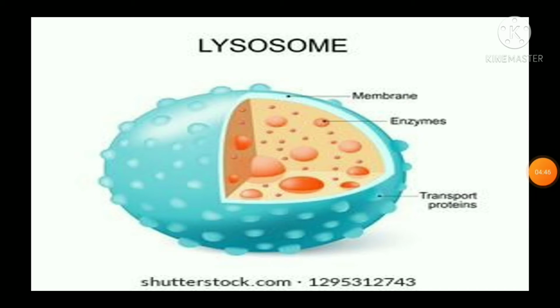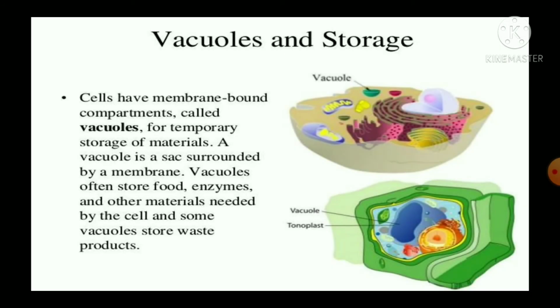So next comes vacuoles. Vacuoles are membrane-bound compartments which help in temporary storage of materials. A vacuole is a sac which is surrounded by a membrane. Vacuoles often store food, enzymes, and other materials needed by the cell, and some vacuoles store waste products. Vacuoles are like storage which temporarily stores some materials. So vacuoles are like the storage system of the human cell.